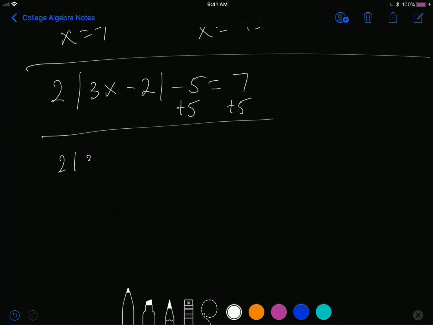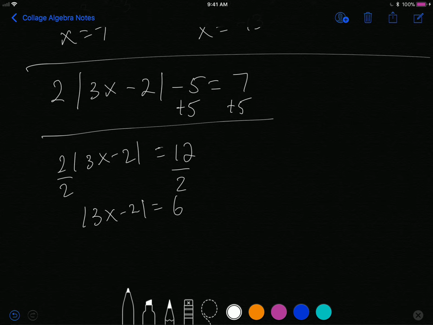2 times the absolute value of 3x minus 2 equals 12, and then I divide by 2, and so it gives me the absolute value of 3x minus 2 equals 6. And now I am in business. Now I can drop my absolute value and introduce my plus or minus on the other side. And so I will have 3x minus 2 equals plus or minus 6. And we have two equations that we need to solve.